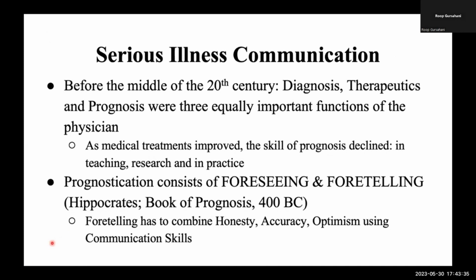Why? Well, before the middle of the 20th century, diagnosis, therapeutics, and prognosis were equally important functions. As medical treatments improved, the skill of prognosis declined in teaching, in research, and in practice. And you can actually see it in very old editions of our textbooks. But prognostication is not just figuring out how many days. It's not just foreseeing, it is also foretelling. And when you foretell, you have to combine honesty, accuracy, and optimism. And this needs communication skills, because this is a triangle and you have to make it into a circle.